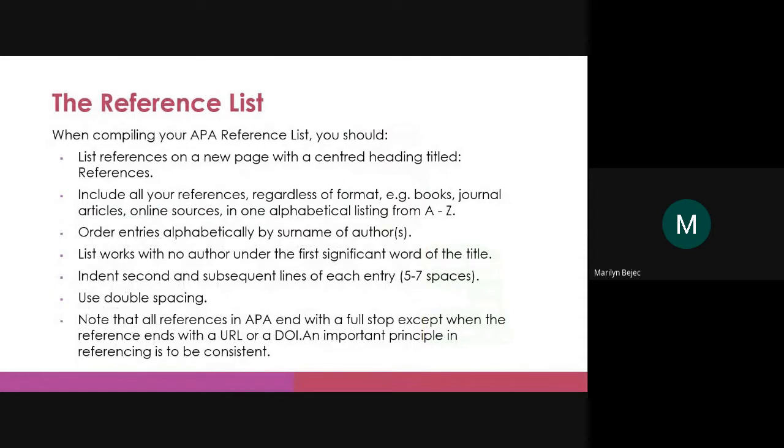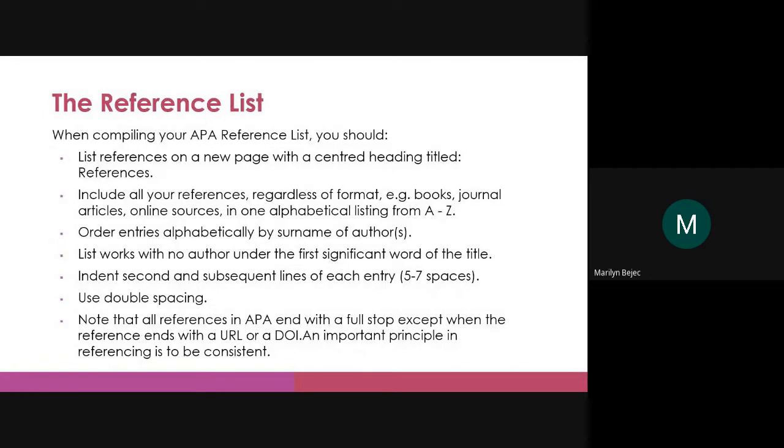When compiling your APA reference list, you should list references on a new page with a centered heading title, References. Include all the references regardless of format, for example, books, journal articles, online sources, in one alphabetical listing from A to Z. Order the entries alphabetically by surname of authors.